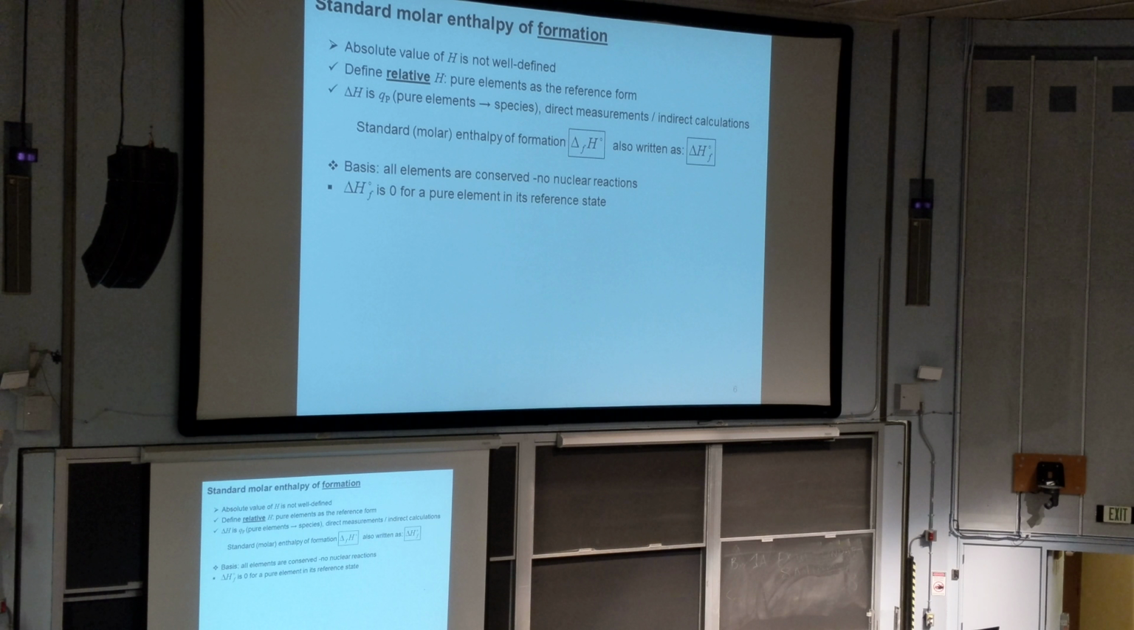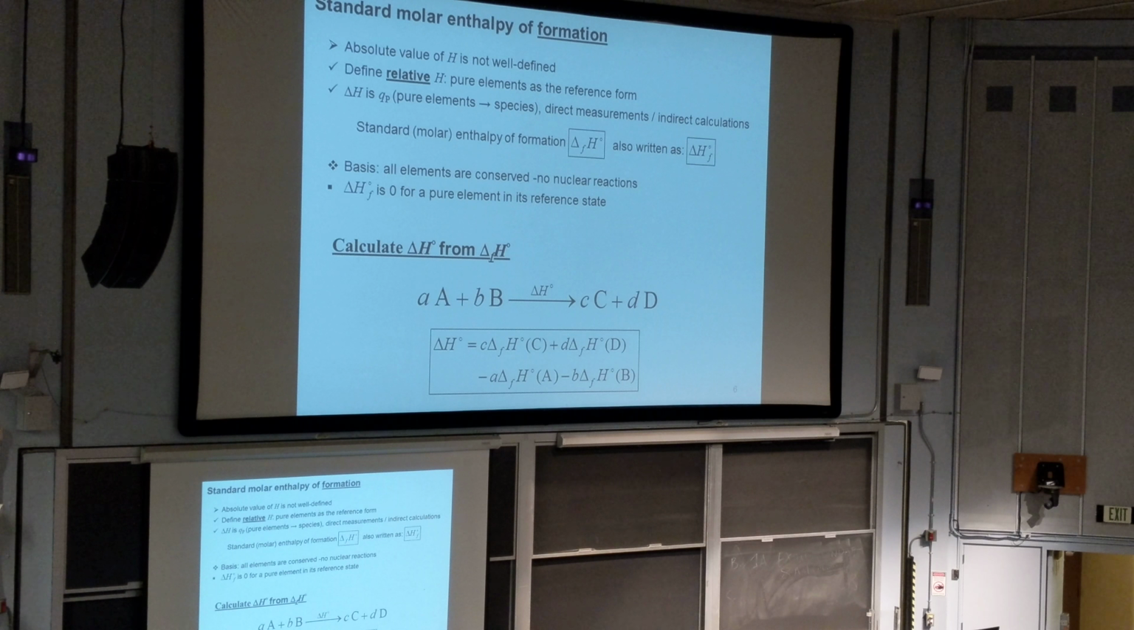And in that case, the delta H_f is just assumed to be 0 as a reference state for a pure element in its reference state. We'll talk about the reference state more later, but for now we can say pure elements are essentially given a number of 0, and every other thing is referred to that 0 as a reference point.